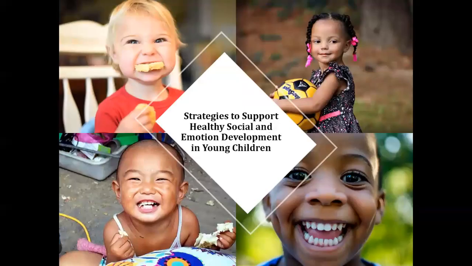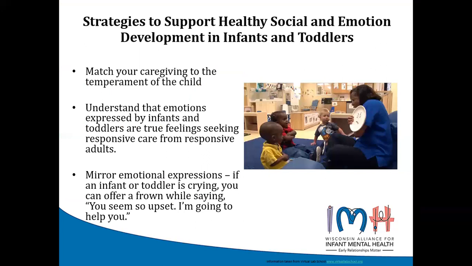So let's look at some strategies that can support healthy social emotional development in young children. When we talk about supporting healthy social emotional development in infants and toddlers, we want to think about matching our caregiving to the temperament of the child. So if we have a child who is really fearful of different people or change, then we have to adjust our ways of being for them. We always expect children to adjust, but we really remember they're learning. So we should be able to take ownership of that and adjust ourselves.